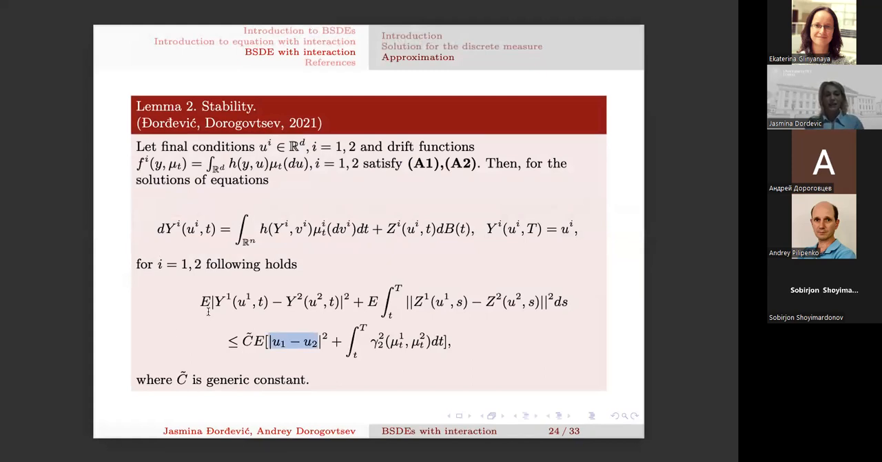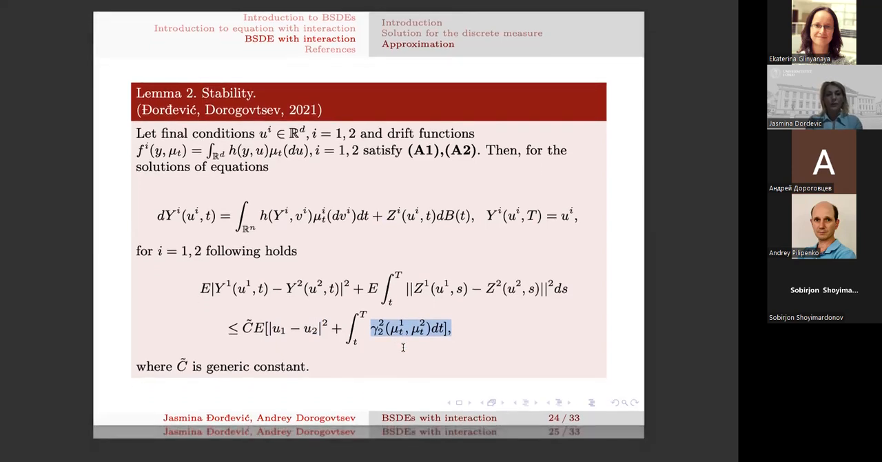Yes, this is, as we call it, some kind of stability with respect to parameter u. So let me just give the notation. If we have two drifts for two equations, actually BSDE with the generalized drift, then we show that solutions satisfy some kind of stability with respect to final conditions, regularity, as Professor Pilipenko emphasized, and with respect to Wasserstein distance of order 2.